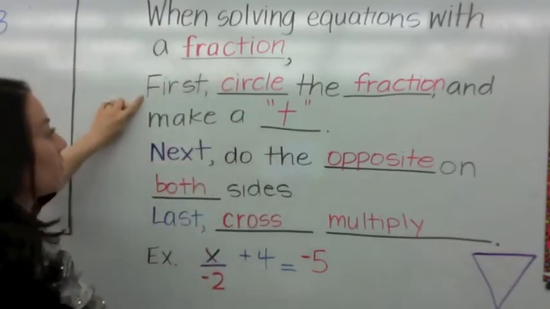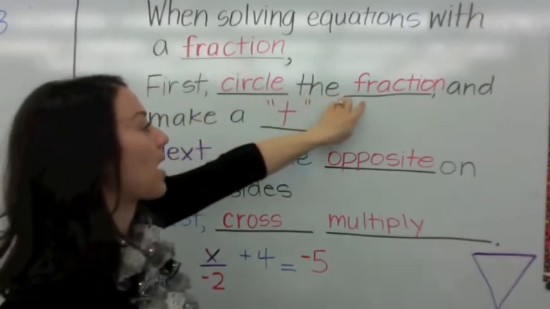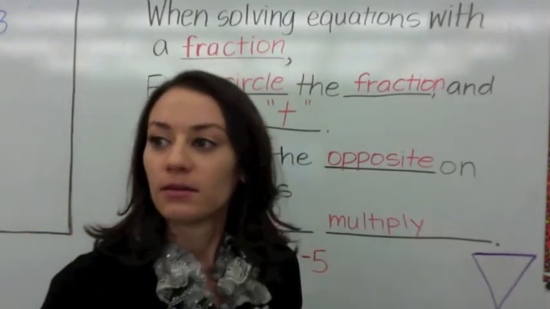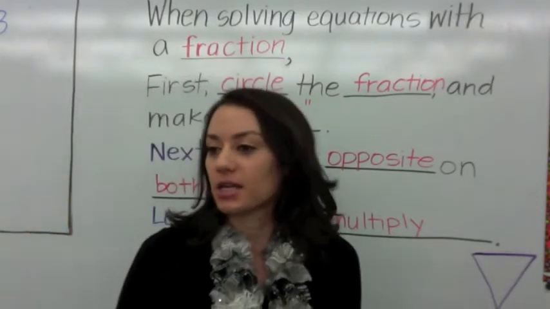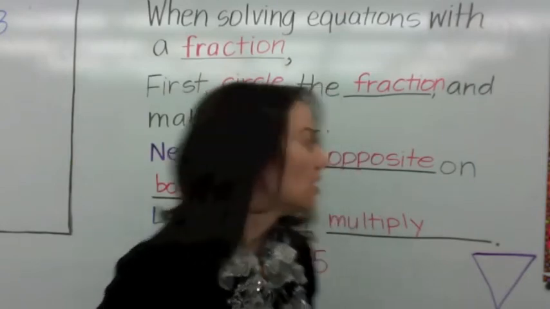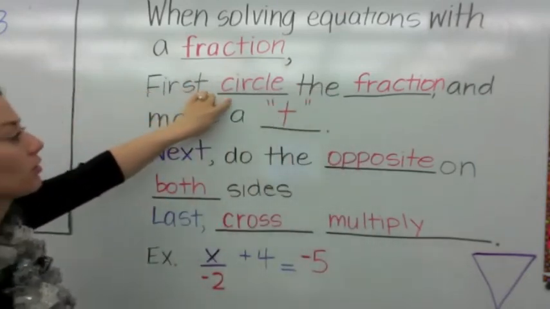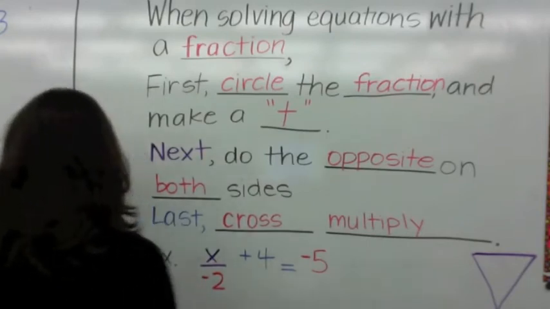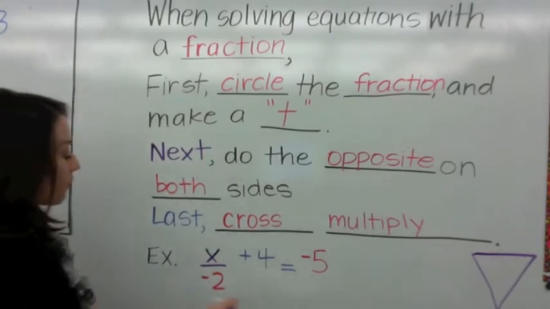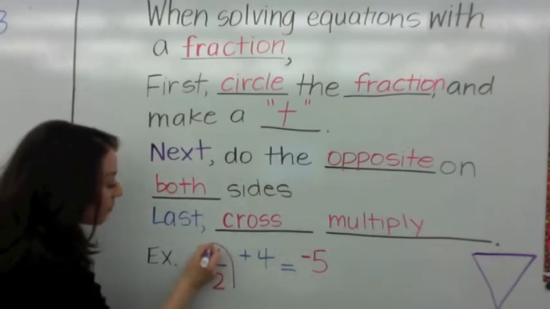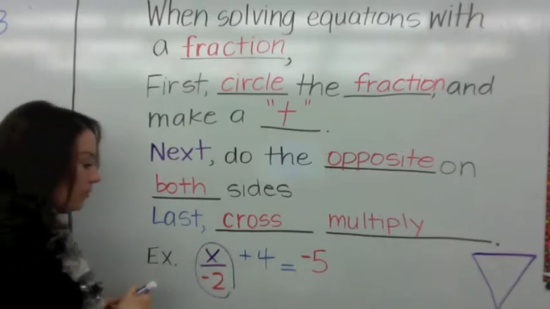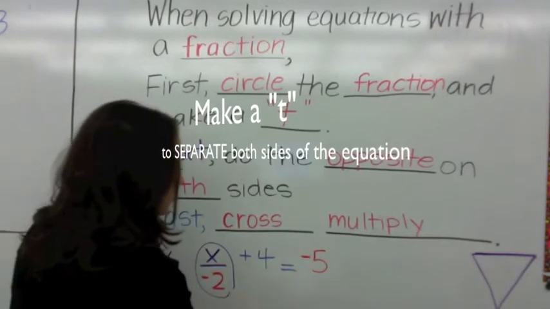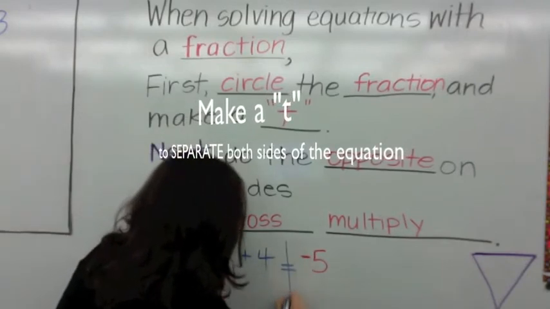It says first, circle the fraction and make a t. You need to say it a little bit louder. Here we go. It says first, circle the fraction and make a t. Okay, I'm going to do that. The fraction is x divided by -2, right? The way we have to solve this equation is we have to make a t.